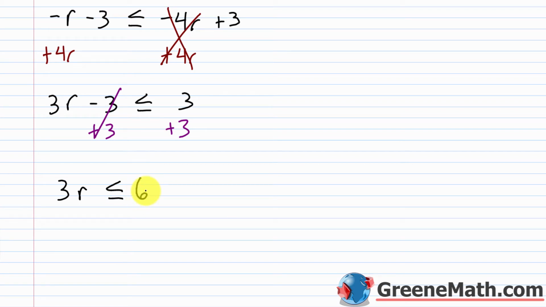Now as a final step, I'm going to divide both sides of the inequality by 3, which is the coefficient of r. Now again, because I'm dividing by a positive number, I don't need to do anything with the sign. It's only if I'm doing it with a negative number. So this will cancel with this. I'll have r, and then is less than or equal to 6 divided by 3 is 2. So r is less than or equal to 2.